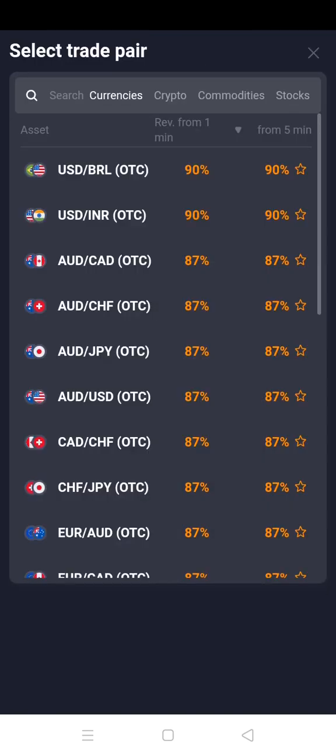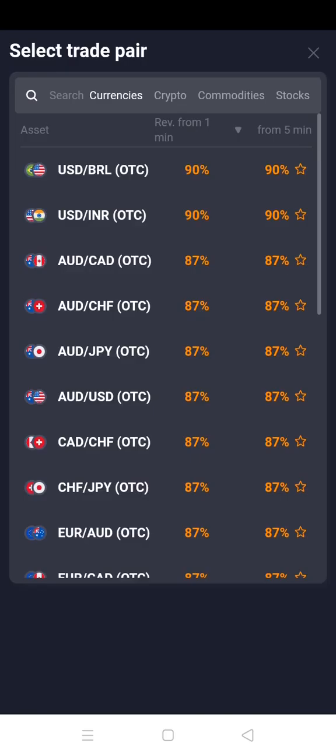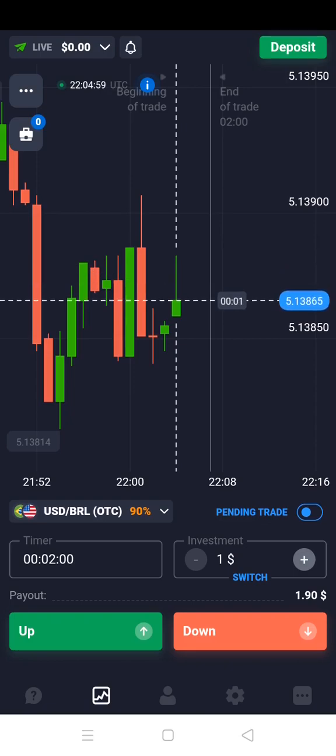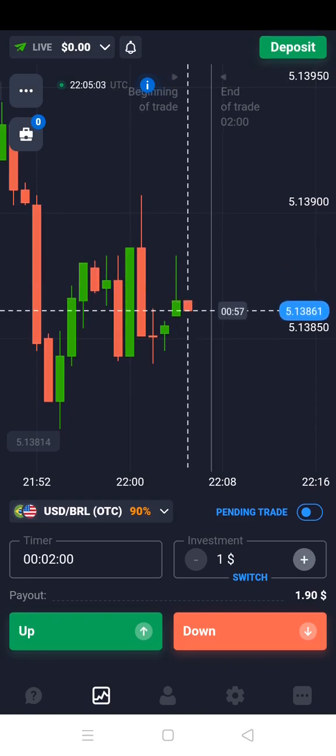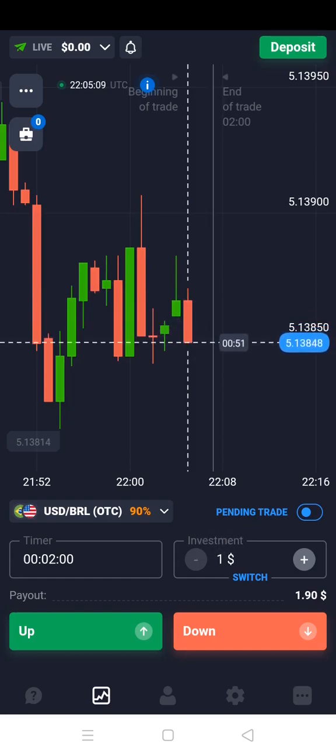So over here you find your charts, different charts. So you can select your chart. And under this chart area, you see this place. This place shows us your payout. Which means that if you select USD BRL, you'll be getting 90% payout for staking a certain amount of money. Over here we have investment. So if you invest $1 out of your account balance, let me go to demo.